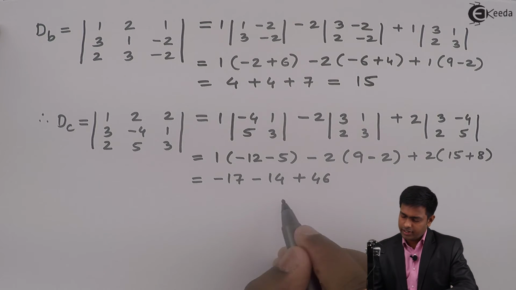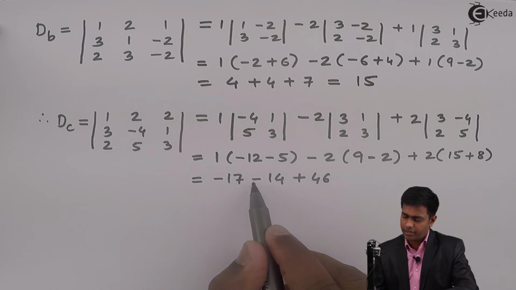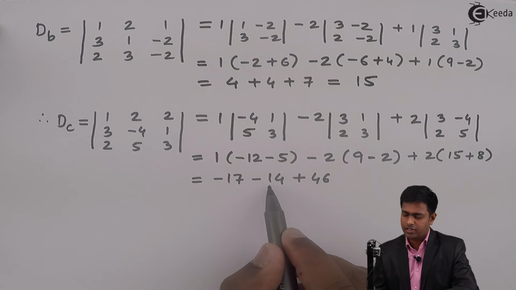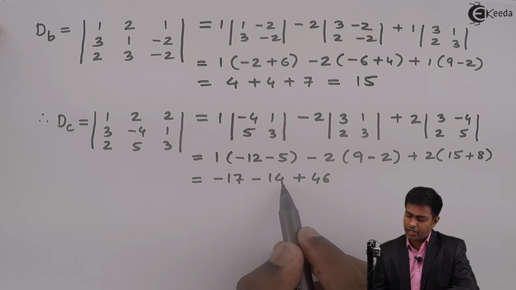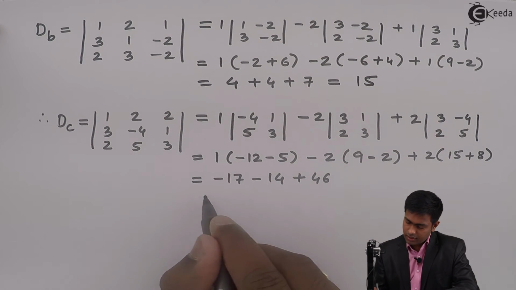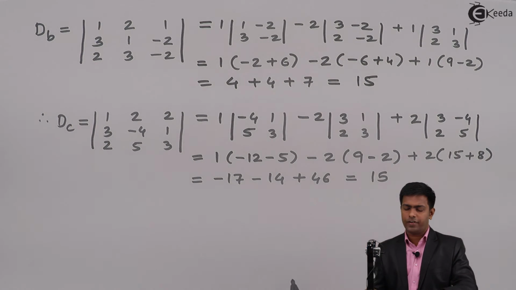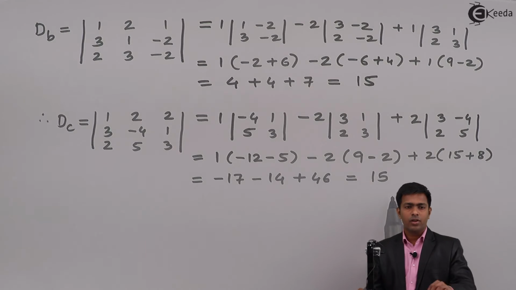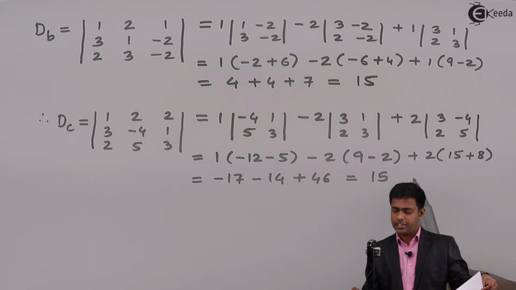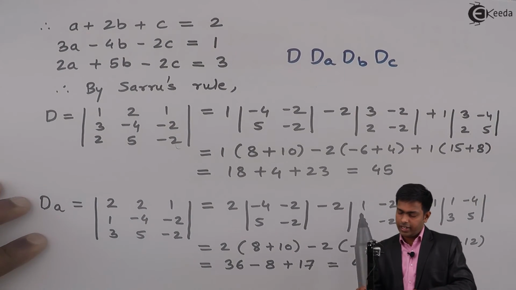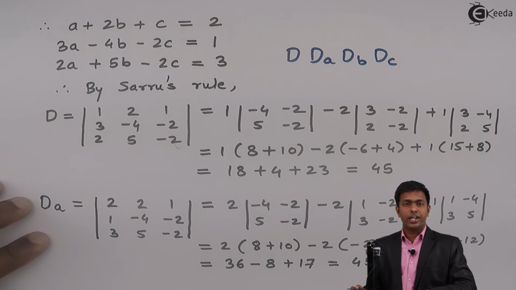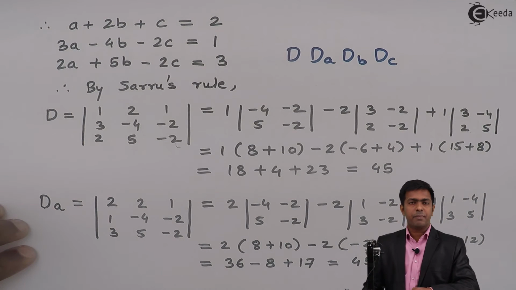So if we calculate this, then here we will get minus 17 and minus 14 that is minus 31, and minus 31 plus 46 is 15. So the value of dC is also 15. So we got the value of dB and dC as 15 and the value of D and dA as 45. Now let's find out the values of A, B, C by using Cramer's rule.